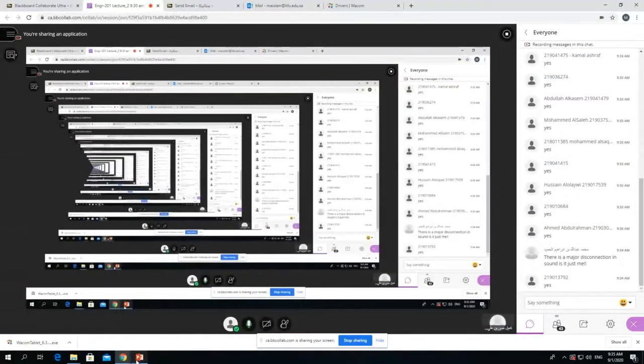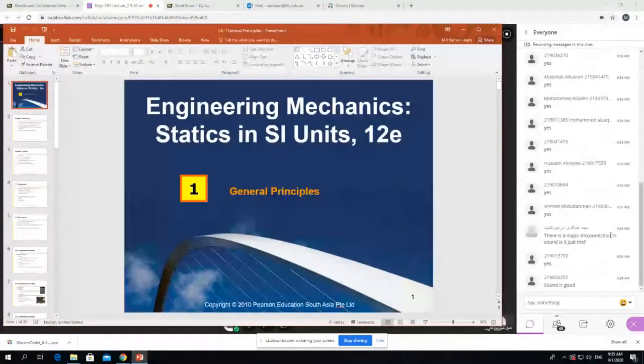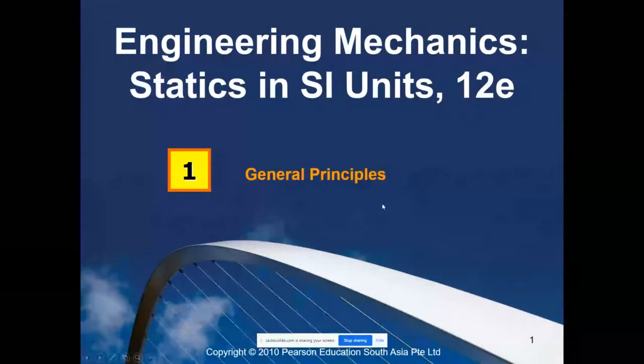So now we start chapter 1. There is a major disconnection in the sound on my side. I don't know. So we are trying now to start our first chapter. The first chapter is an introductory chapter with general principles.